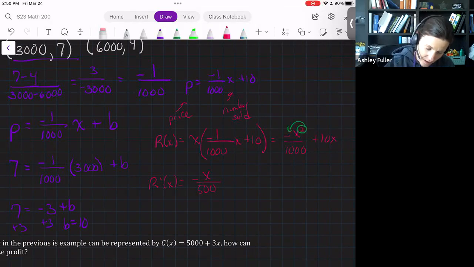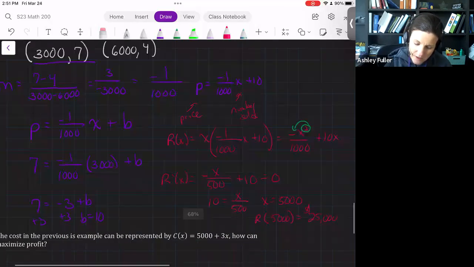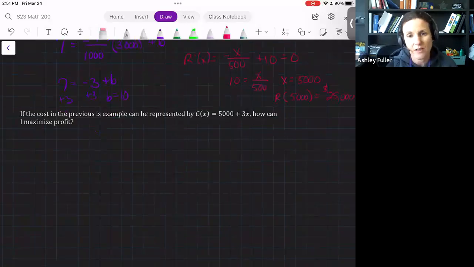And then plus 10, I want that to equal 0, which gives me 10 equals x over 500, or x is going to equal 5,000. And so when I sell 5,000 calculators, I can then calculate my revenue to get a maximum revenue of $25,000. Now, in this previous example, that's maximizing revenue.